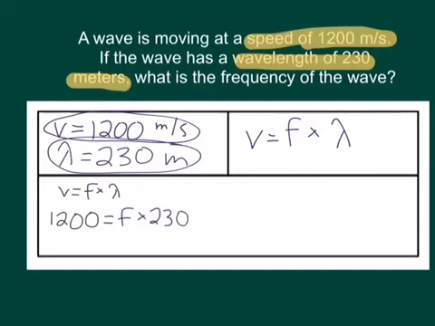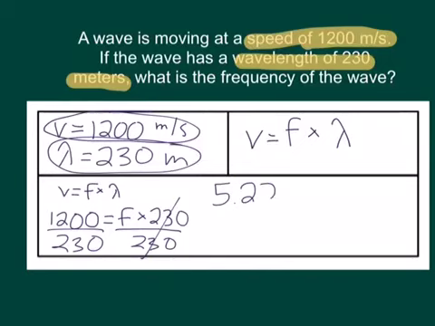Now we need to solve for f. To solve for f, we need to get the f all on its own on the right side of the equal sign. So instead of multiplying by 230, we're going to do the opposite. We're going to divide by 230. Divide this side by 230 and divide this side by 230. These will cancel out. 1200 divided by 230, if we do it on our calculator, is 5.22 equals f.